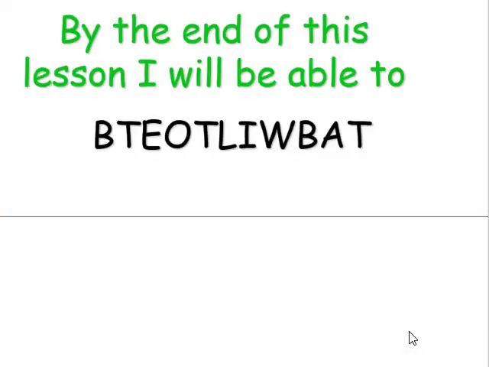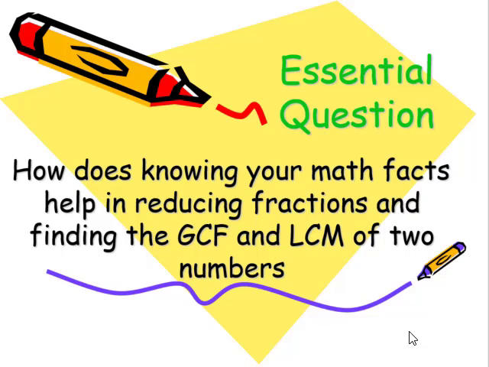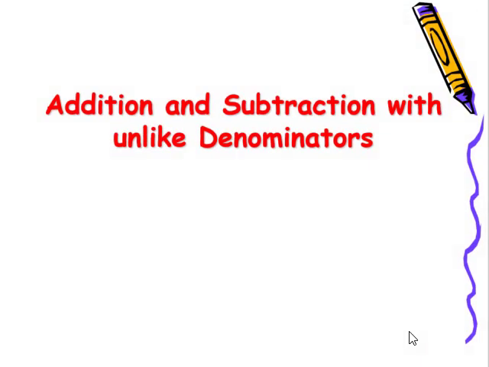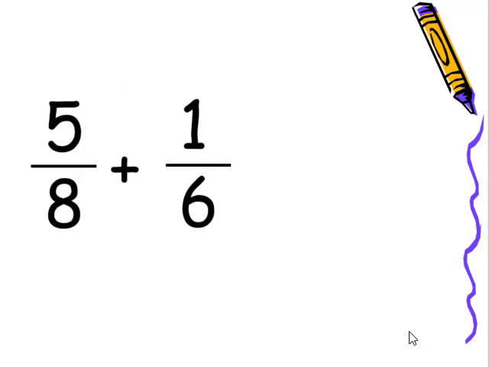By the end of this lesson, I'll be able to add rational numbers, fractions, with unlike denominators. Our essential question is, how does knowing your math facts help in reducing fractions and finding the GCF and the LCM of two numbers? All right, in order to add and subtract fractions with unlike denominators, we have to find what we call the LCD.